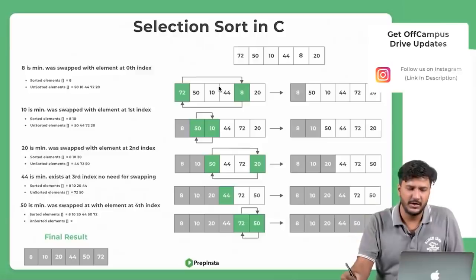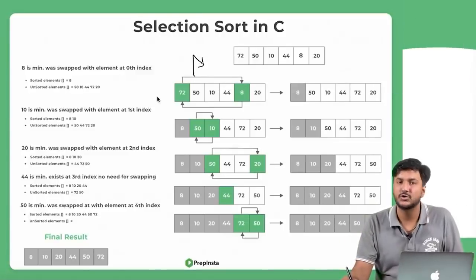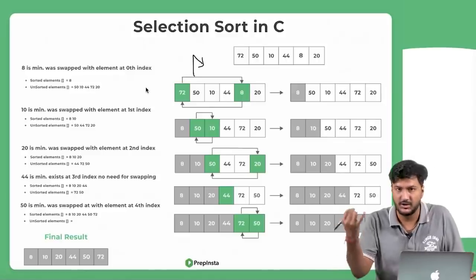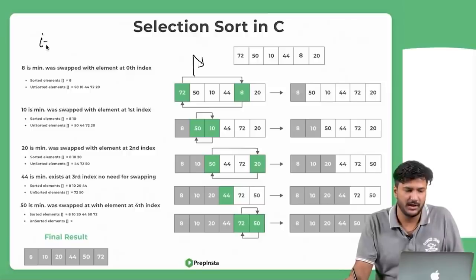I don't want to go into much detail on it. You can buy a DSA course or a Cognizant course, and in that case there would be data structures videos in them. But in selection sort, you are always free to learn.